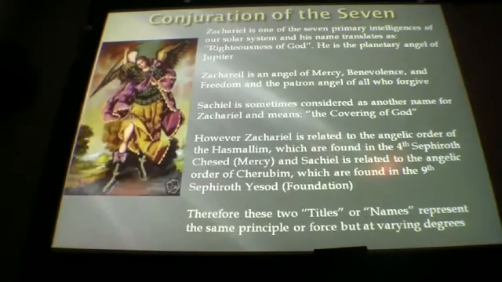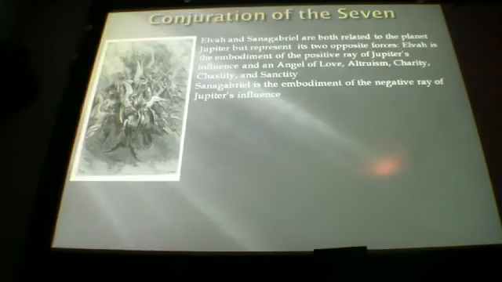Therefore, these 2 titles or names represent the same principle or force, but at varying degrees. And it's a positive force in varying degrees. Elva and Sana Gabriel are both related to the planet Jupiter, but represent its 2 opposite forces. Elva is the embodiment of the positive ray of Jupiter's influence and an angel of love, altruism, charity, chastity, and sanctity. Sana Gabriel is the embodiment of the negative ray of Jupiter's influence, right?